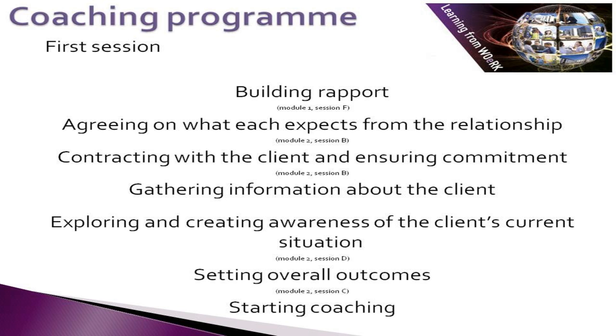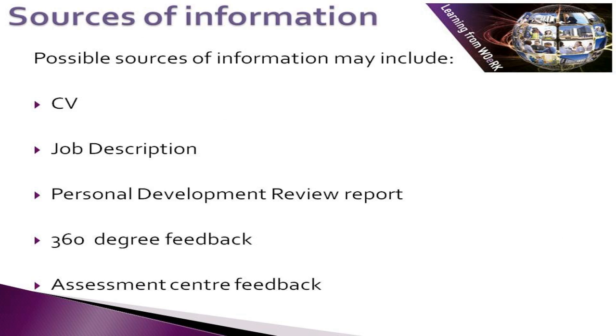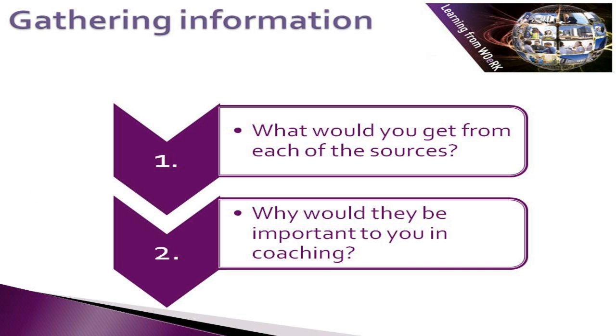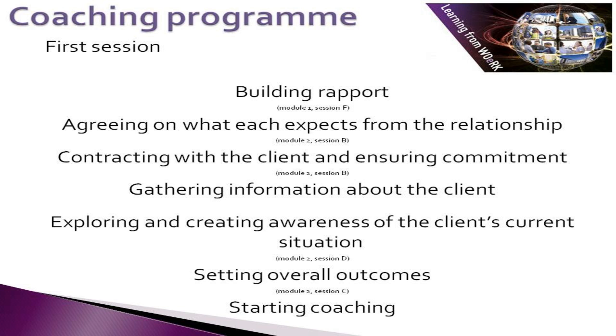Next, there is agreeing what's expected from the relationship, which we've already covered in the second session of this module. And then there's contracting with the client and ensuring commitment, and we've covered this as well in the last session. Next would come some sort of gathering information about the client, and we've already seen this in the first sessions of this module. Then you'd start to explore and create awareness of the client's current situation. This is about exploring where the client is at present and what is going on with them. And we'll cover this in the session on the second part of the GROW model.